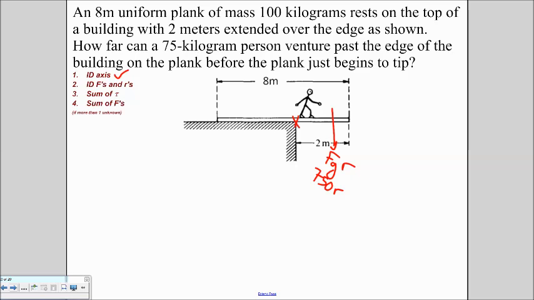The other force acting on this system is the center of mass of the plank. Now, if this is an 8-meter plank, 4 meters out, halfway down, is the force of gravity of the center of mass. And that R is going to be 2, because the center of mass is halfway down the plank, leaving you with a total of 6. So that is the force of gravity of the center of mass times R, which is 1,000, Fg equals mg, times 2.